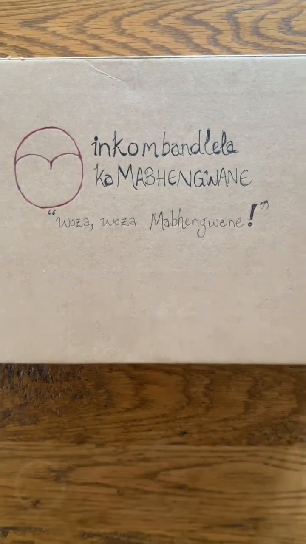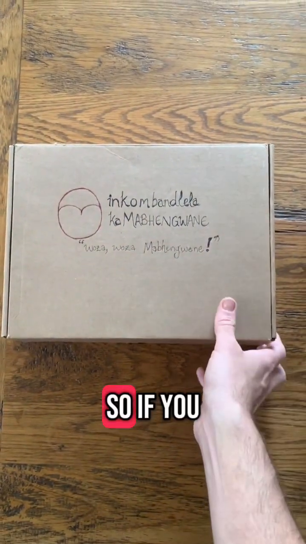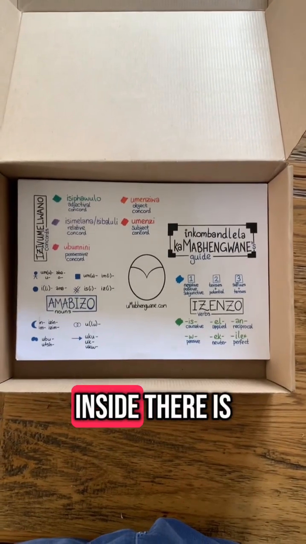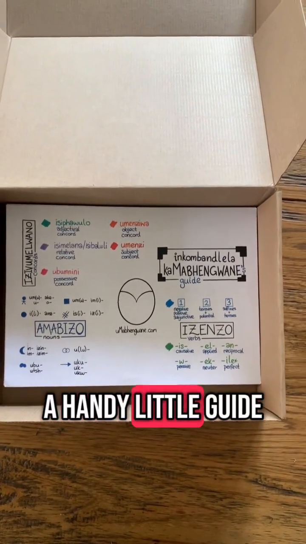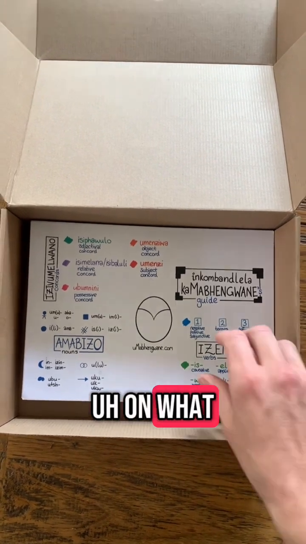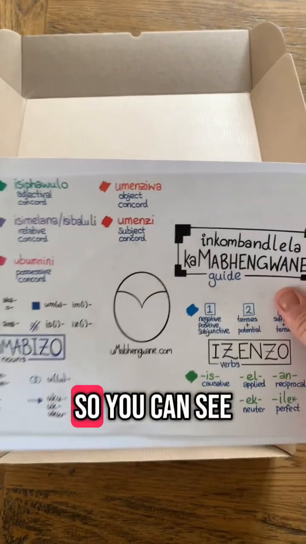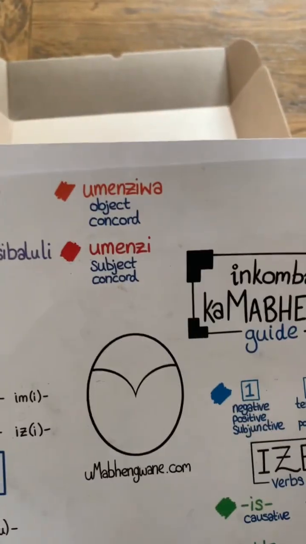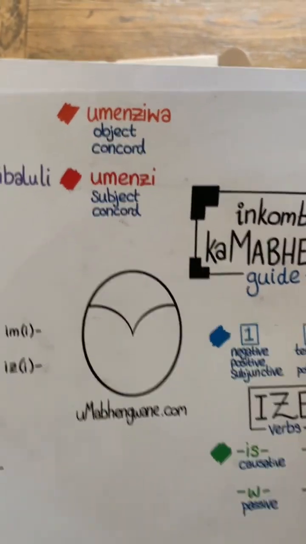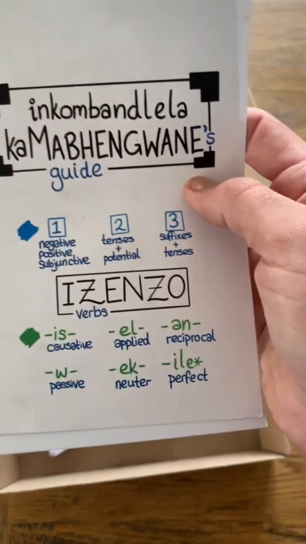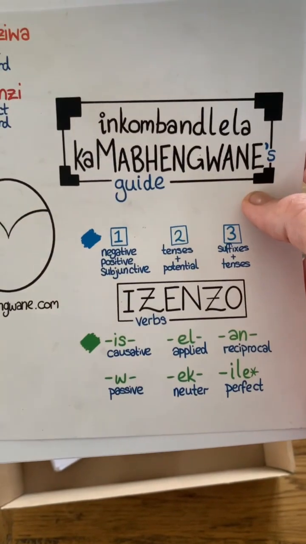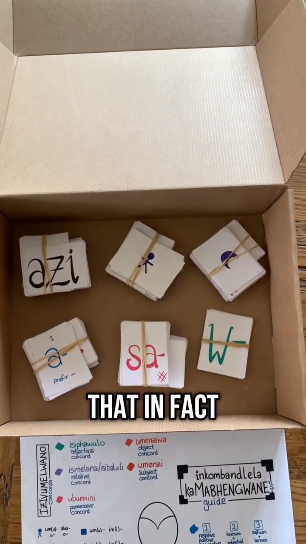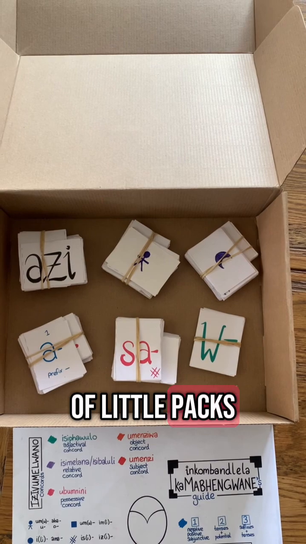iNkombandlela kamabhengwane. Woza mabhengwane. So if you get yourself this box, you'll see that inside there is a handy little guide on what you can expect to find here. So you can see ukuthi kunezipawulo, kunezimelana, kunobumnini, there's umenziwa concord and umenzi concord. There's also a whole lot of amabizo, there's a whole lot of izenzo, and we're going to look at some of those things today. So you'll see that in fact there are lots of little packs of things.